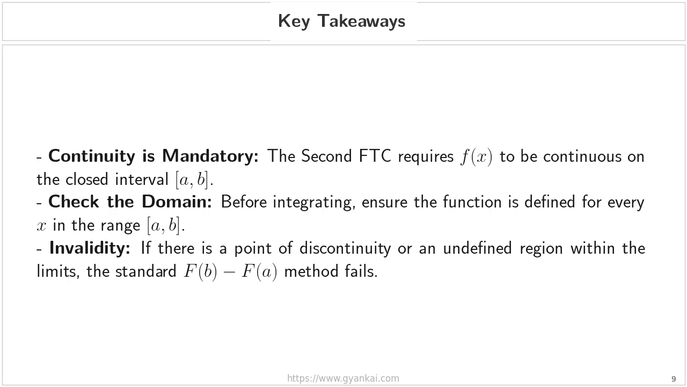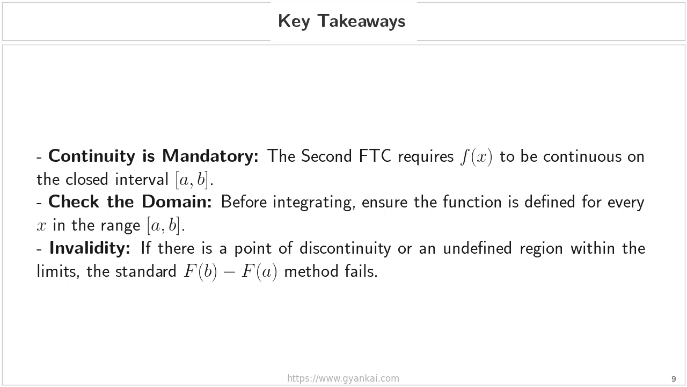Finally, invalidity. If there is a point of discontinuity or an undefined region within the limits, the standard f of b minus f of a method fails. This is the consequence of ignoring the first 2 points. If you find that your function is not continuous or is undefined anywhere within the interval from a to b, then directly applying the formula, where f of b represents the antiderivative evaluated at the upper limit b, and f of a is the antiderivative evaluated at the lower limit, a, and you subtract the latter from the former, will give you a wrong answer.